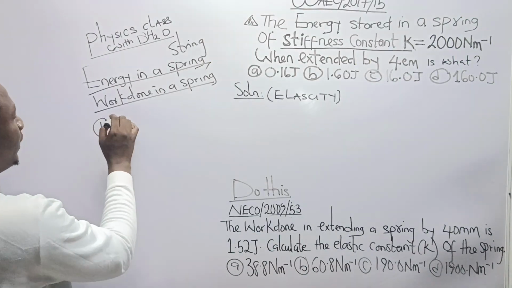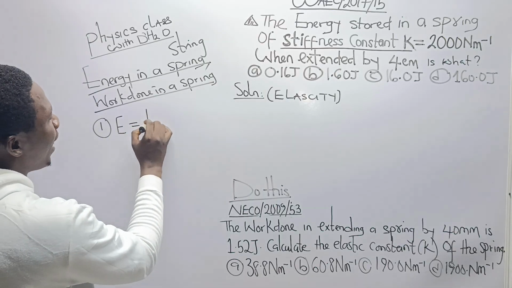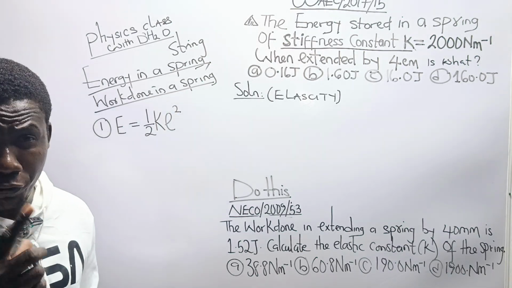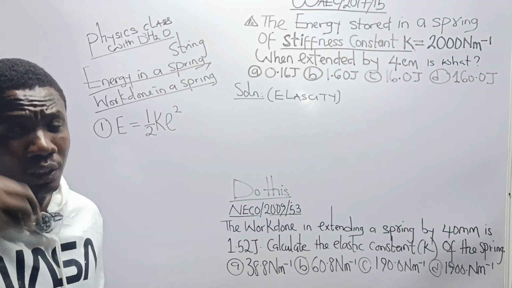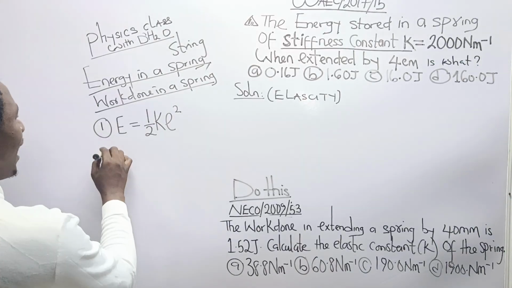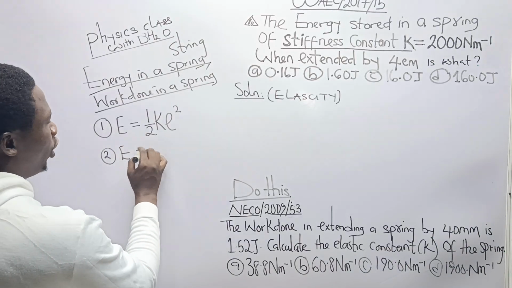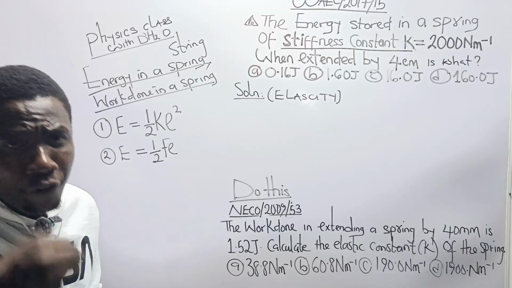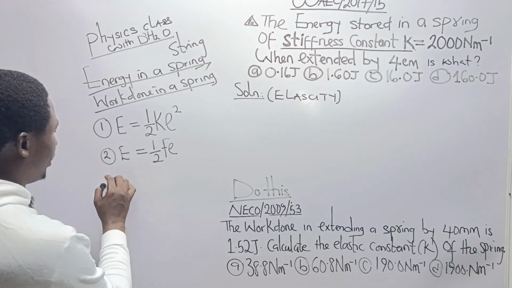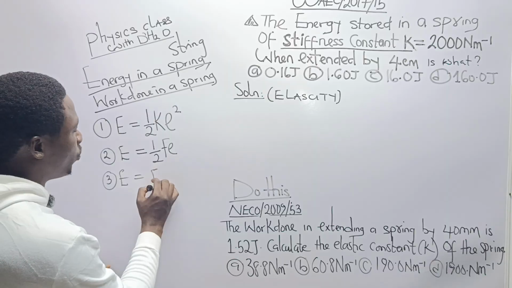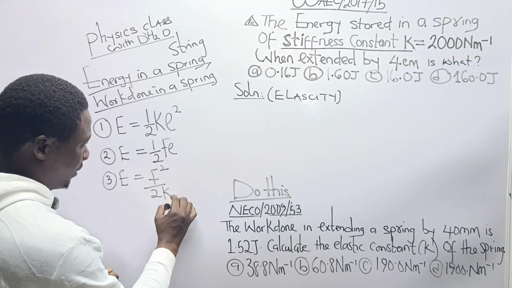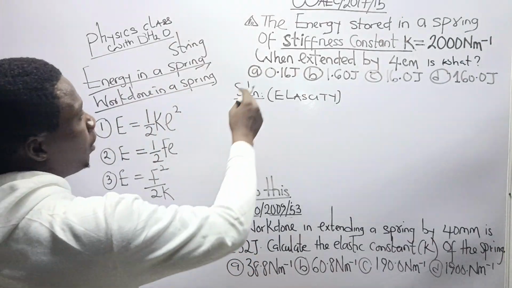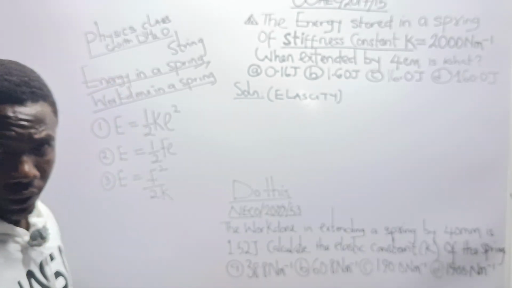Formula number 1, the energy is equals to 1/2 Ke squared. Yes, that's the first formula for the energy or the work done in a spring or string. Formula number 2, the energy or the work done is 1/2 Fe. Please take note of this. Formula number 3, the energy or the work done is equals to F squared over 2K. So basically 3 formulas used to solve questions in elastic spring.